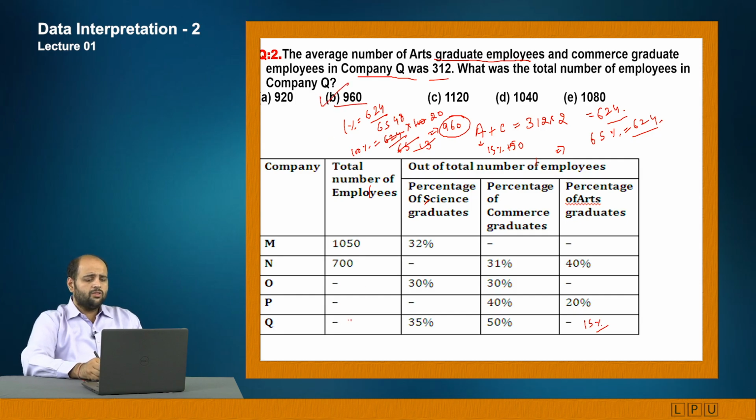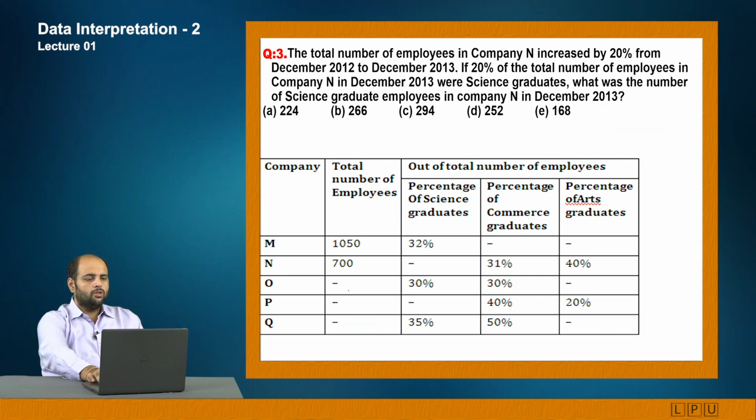Okay, so in this way the remaining information can be calculated. Sometimes the information may be given in the table itself, or sometimes it will be given in the questions. So you have to read the question carefully, what he is saying, and then find out the answer. I hope it is clear. So the solution to question number 2 is 960. Now we will be moving to the next question.